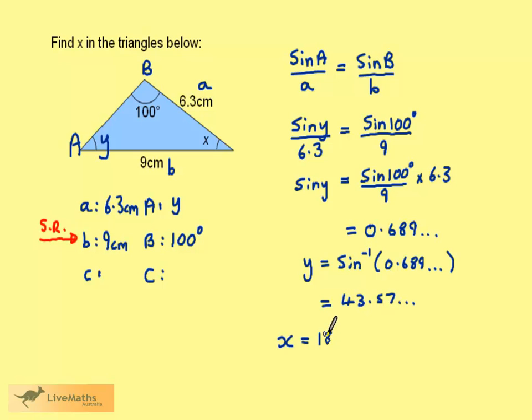Now x is 180 degrees, take away this answer for y, take away 100 degrees. This gives us 36.42 and so on, which is 36.4 degrees, correct to 3 significant figures.